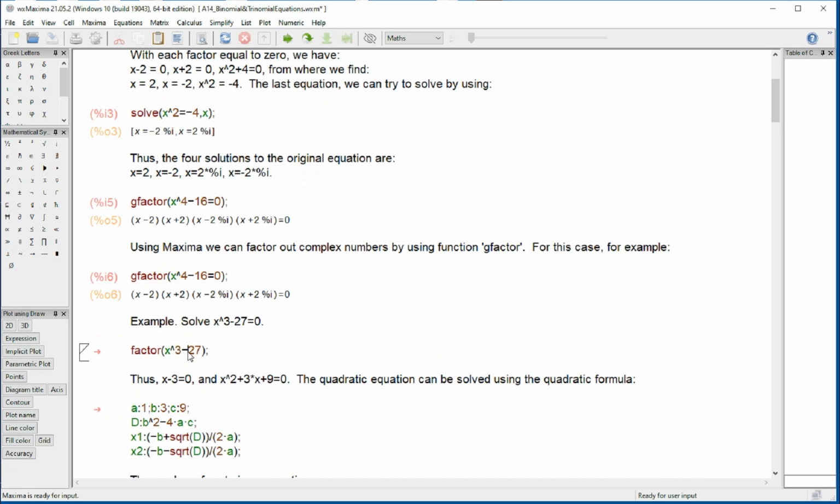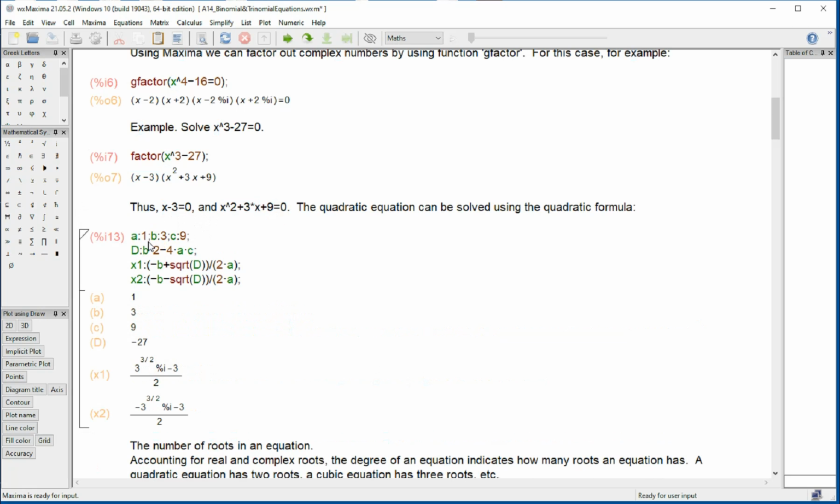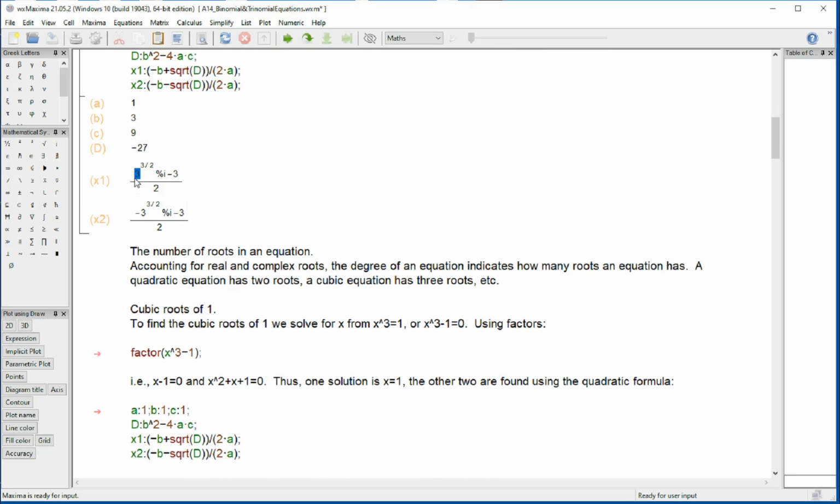Solve x cubed minus 27. Factor that, and I find a linear factor here. It tells me that x will be equal to 3, and then I have a quadratic equation that I can solve using the quadratic formula with a equal 1, b 3, c 9. Calculate the determinant and calculate two roots, and these two roots are complex numbers. So two of them are complex numbers, and the third one is of course x equal 3. Those are the roots of that cubic polynomial.